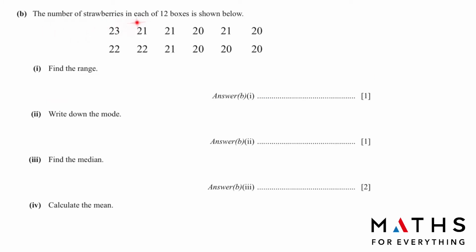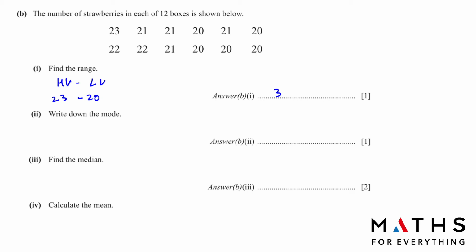We have been given the number of strawberries in each of 12 boxes as shown below. So find the range. Range is the highest value minus the lowest value. Our lowest value is 20 and highest is 23. So 23 minus 20.